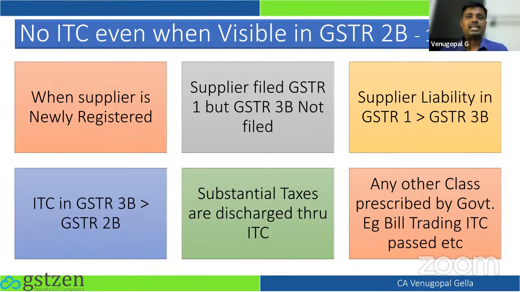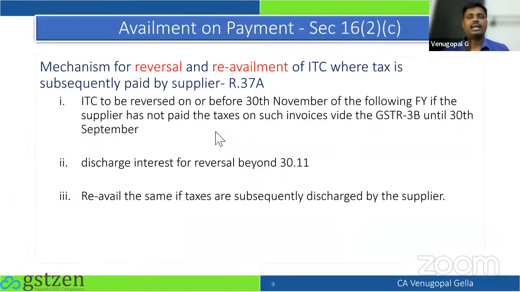So the government has now introduced... So first of the point, the government has introduced. This is the point which I am going to stress upon today: that the supplier has filed GSTR 1 but did not file the 3B. So they have notified a rule for this. They notified Rule 37A and they have given a mechanism for reversal and re-availment of the input tax credit.